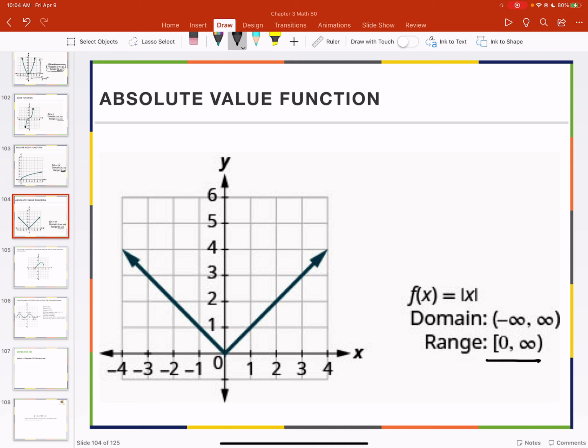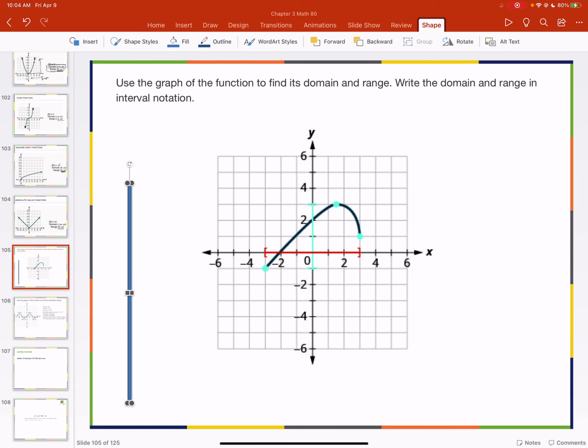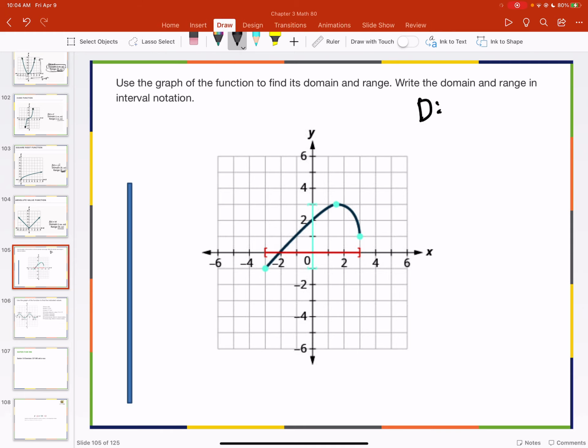Okay, so let's see if we can find the domain and range using a graph now. I'm going to create this little rectangle to kind of illustrate something. Okay, let me move that here. So first of all, if you have a function and you want to find its domain and range, okay? So let's say we have a function here and we want to find the domain of this function.